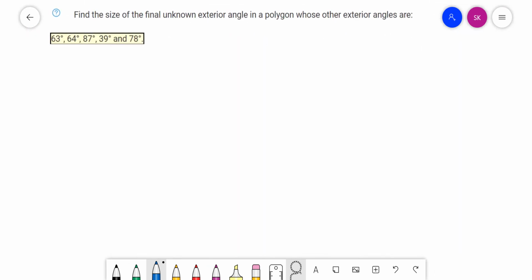So the next question says, find the size of the final unknown exterior angle in a polygon whose other exterior angles are these. So I want you to pause the video and have a go at doing this on your own first. If you get stuck or if you think you finish, press play so that I can keep going.